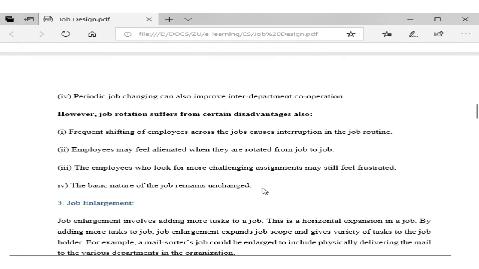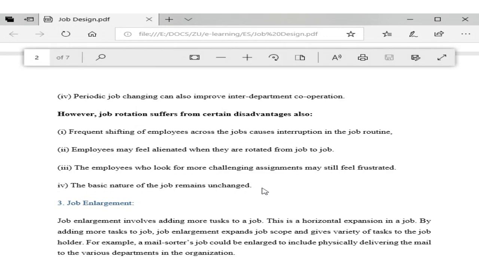However, job rotation may experience some challenges. One, frequent shifting of employees across jobs causes interruptions in the job routine. That happens. That frequent change. There are people who feel like, oh, that person should not have left. Oh, I'm now not motivated. Those happen.